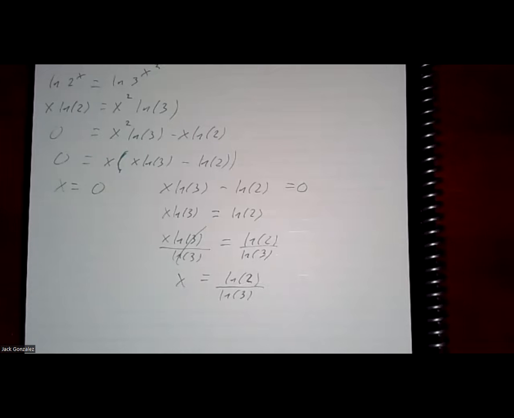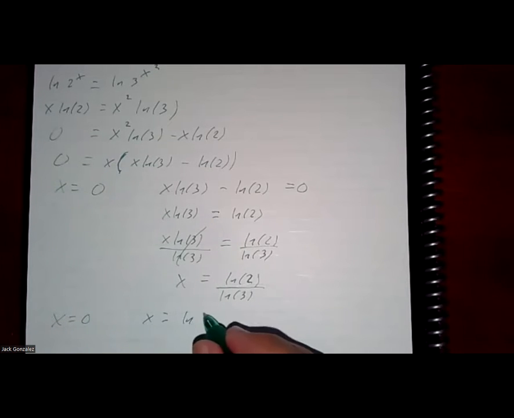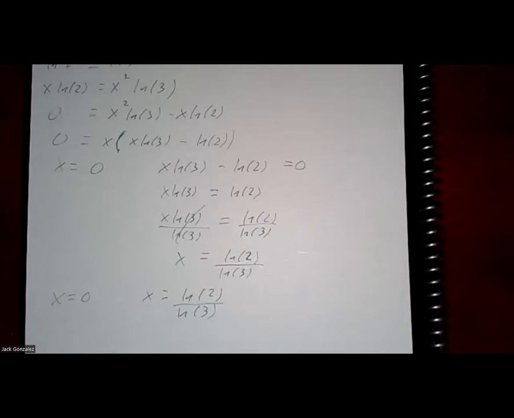So we have two solutions. We have x equals 0, and we have x equal to this weird number. Any questions on number 30?